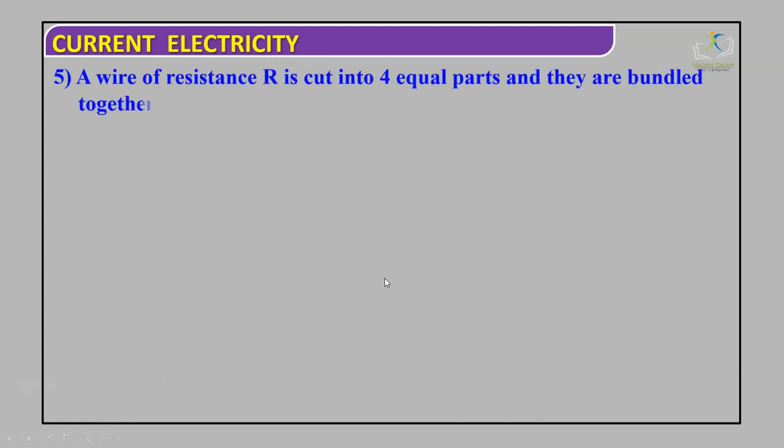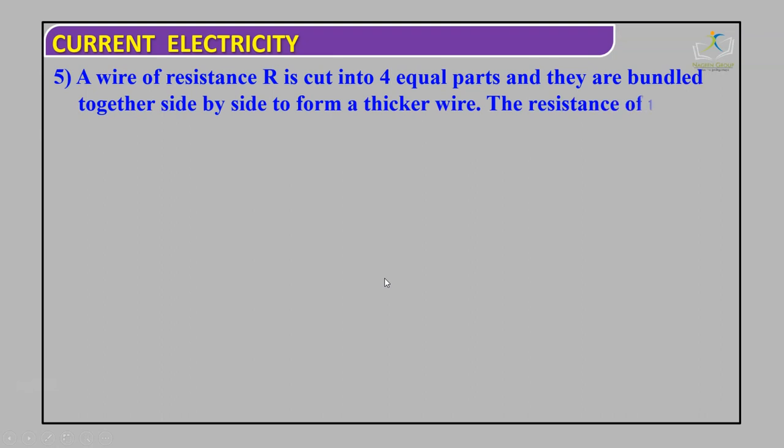A wire of resistance R is cut into 4 equal parts and they are bundled together side by side to form a thicker wire.